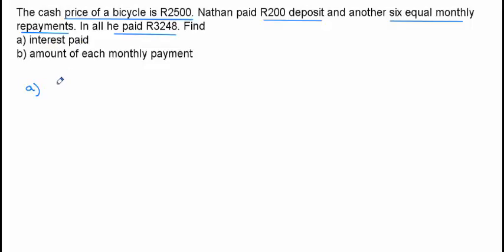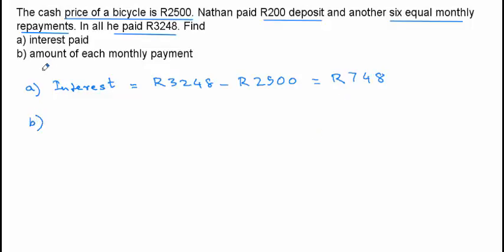The interest paid is the extra amount paid. So that is equal to the amount he actually paid minus the price of the bicycle. That's the extra amount he paid, right? So this is equal to 748 Rand.